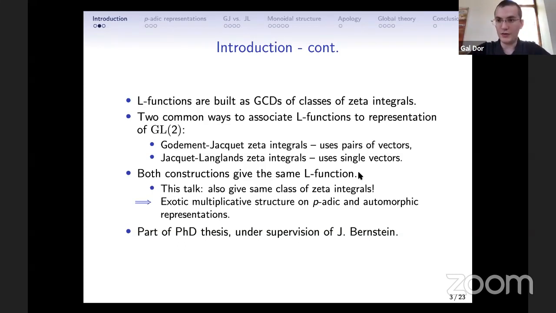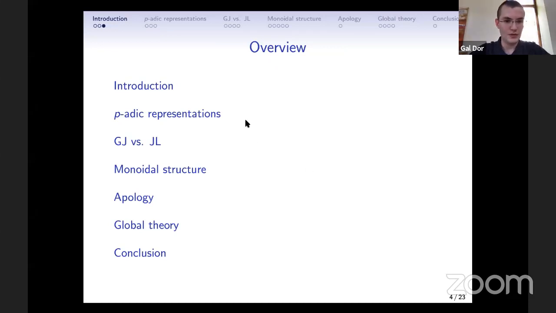So let me very briefly go over the plan, and then we'll see if anyone has questions about what we're planning to do today. There's an introduction, which I just gave. Then we'll straighten up and establish a ground level about periodic representation. We'll compare Godement-Jacquet and Jacquet-Langlands zeta integrals. We'll use that to construct this monoidal structure that I promised.